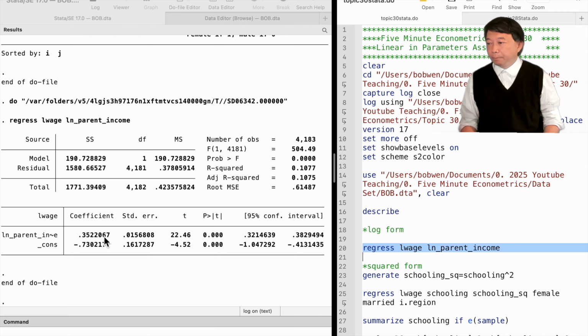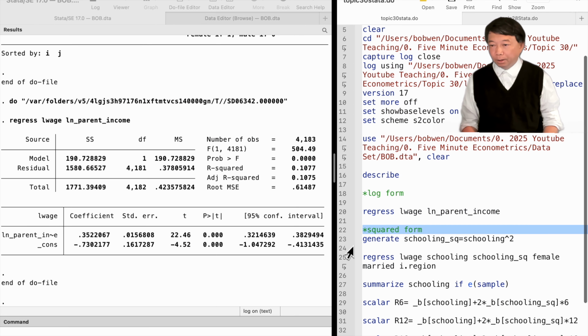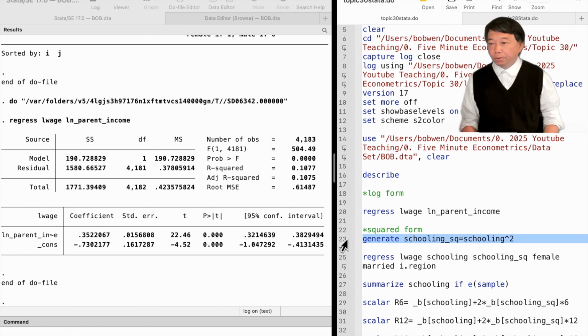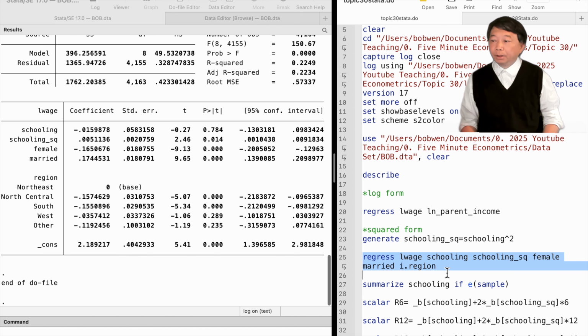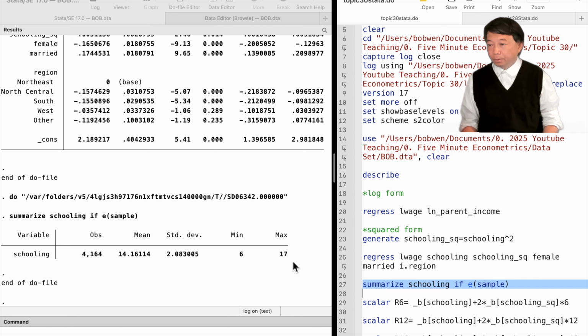We use the same dataset to estimate the returns to education by regressing the log wage on years of schooling and its squared term, along with other control variables that are also associated with wages, such as gender, marital status, and region. We find an increasing return to education. The range of years of schooling in the sample is from 6 to 17 years.